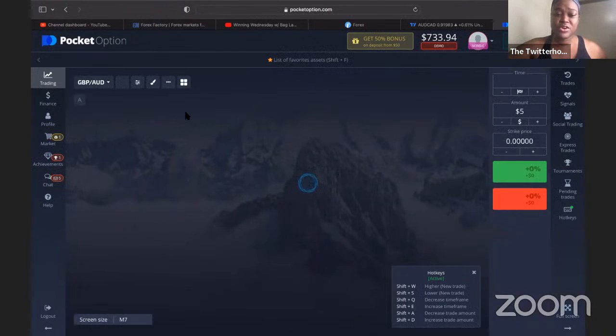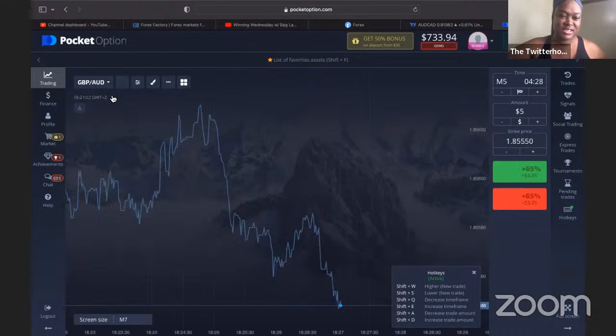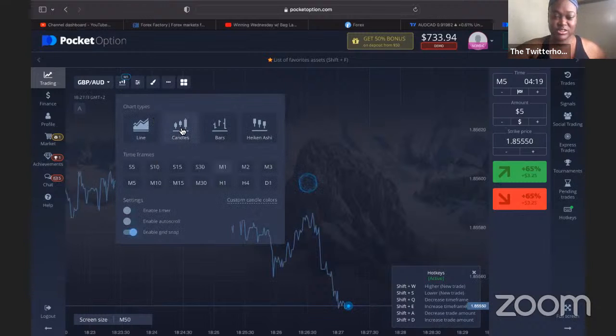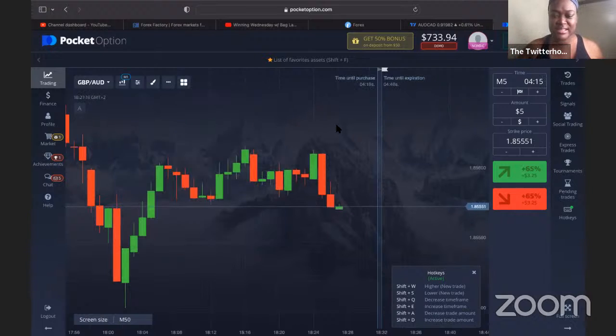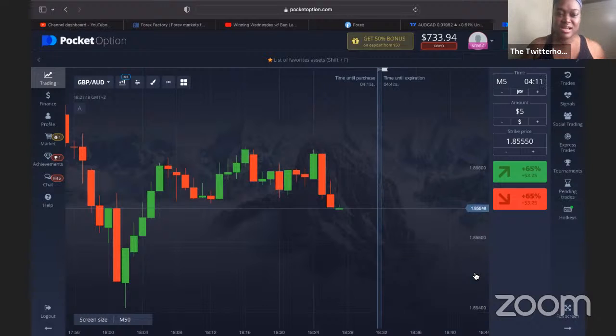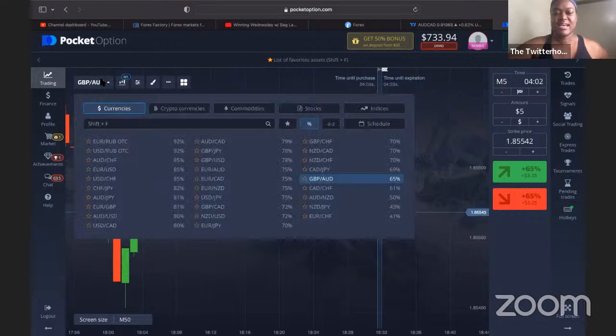So when you first log in, you're going to have candles. So let me just set it to what you would have. It will look pretty much like this. You may have stocks as opposed to currencies. So right here, you see my cursor, you click on that. And if it's on stocks, you want to go ahead and select currencies.